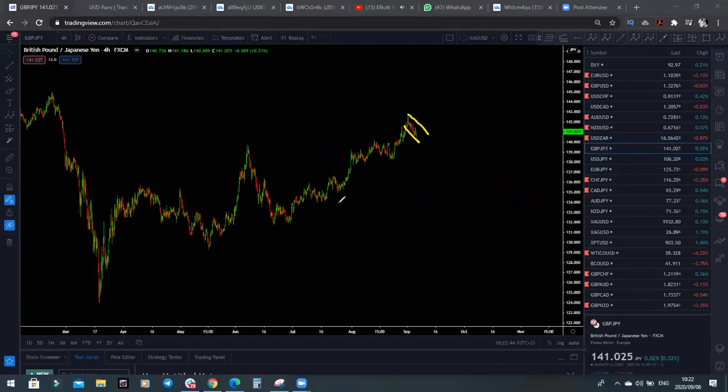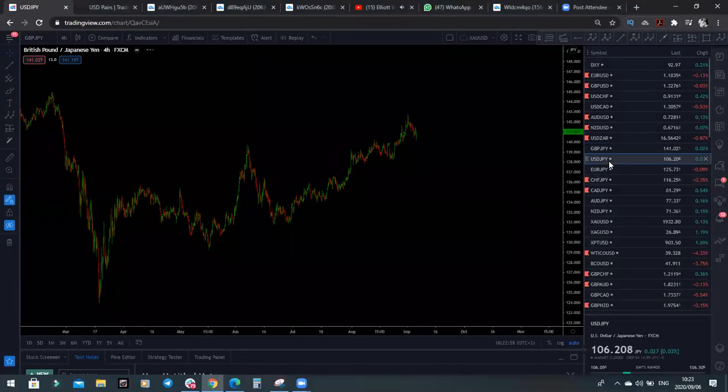Similar structure to pound US dollar. Now the question is whether this is all a correction. Are we going to push up higher, or are we still going to come deeper and make a deeper structure here and continue to the upside? So let's just wait for this to develop on pound yen.